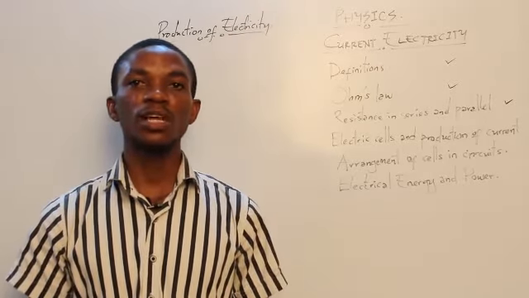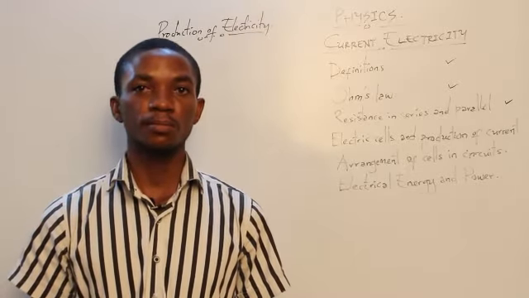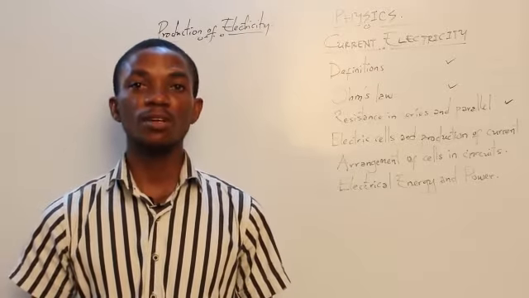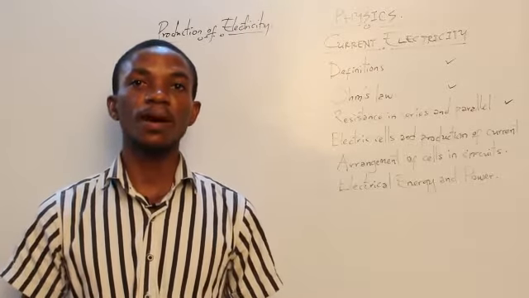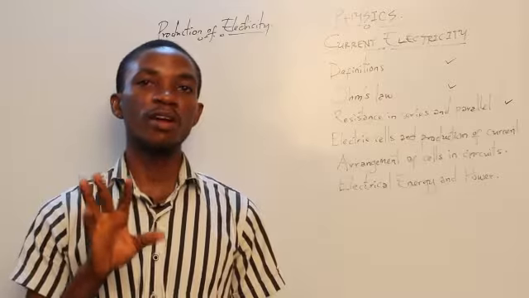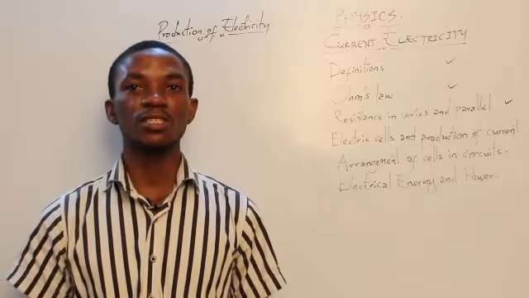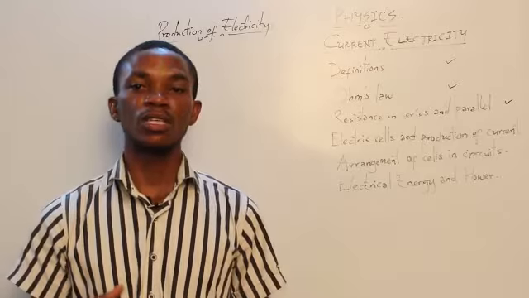Another means of producing electricity is solar. Photoelectric cells are kept in solar panels, and these capture the rays of light from the sun, producing electricity from this ray of light.